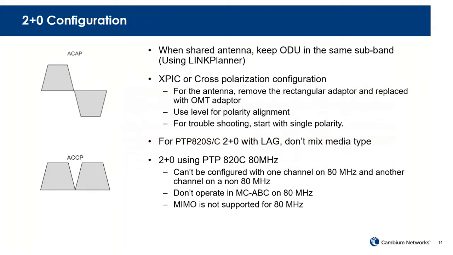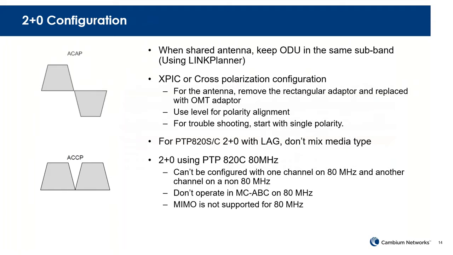Okay, so about the 80 megahertz channel support, there's something you need to know. When you configure an 80 megahertz channel, both ports need to be 80 megahertz. For the A20C, you need to configure both ports with an 80 megahertz channel. You cannot have one port running 80 megahertz and another port running, say, 60 megahertz. This is a limitation you need to pay attention to.